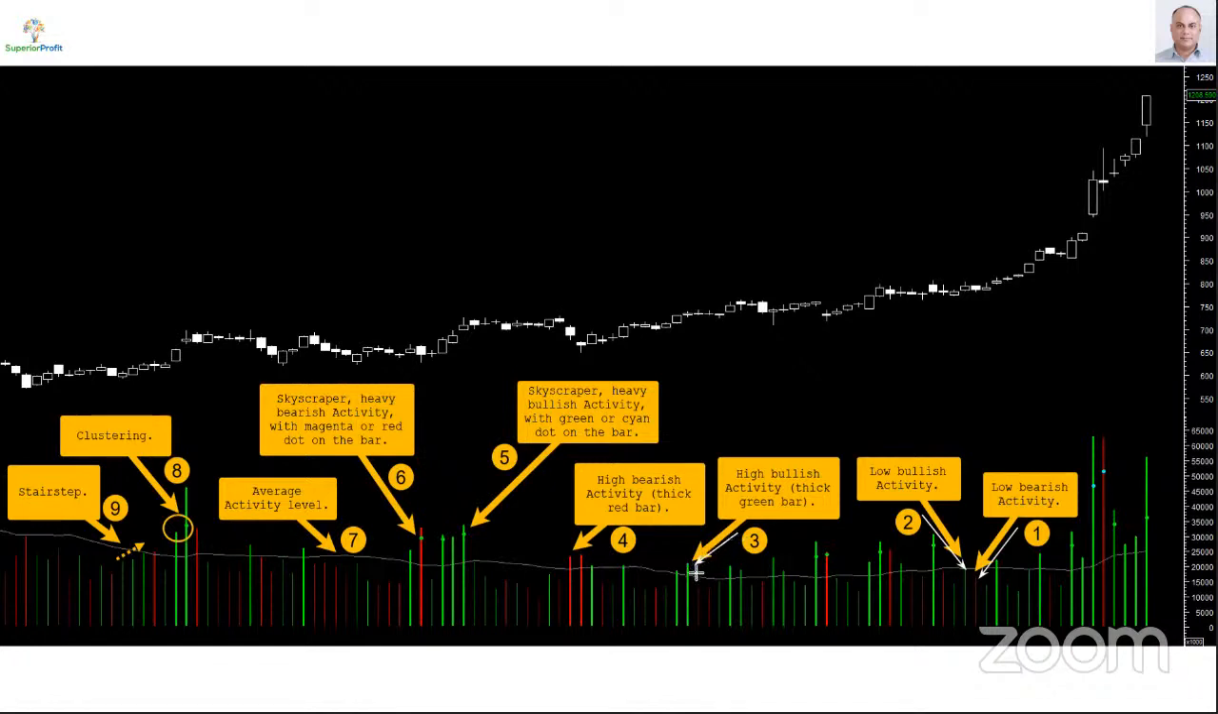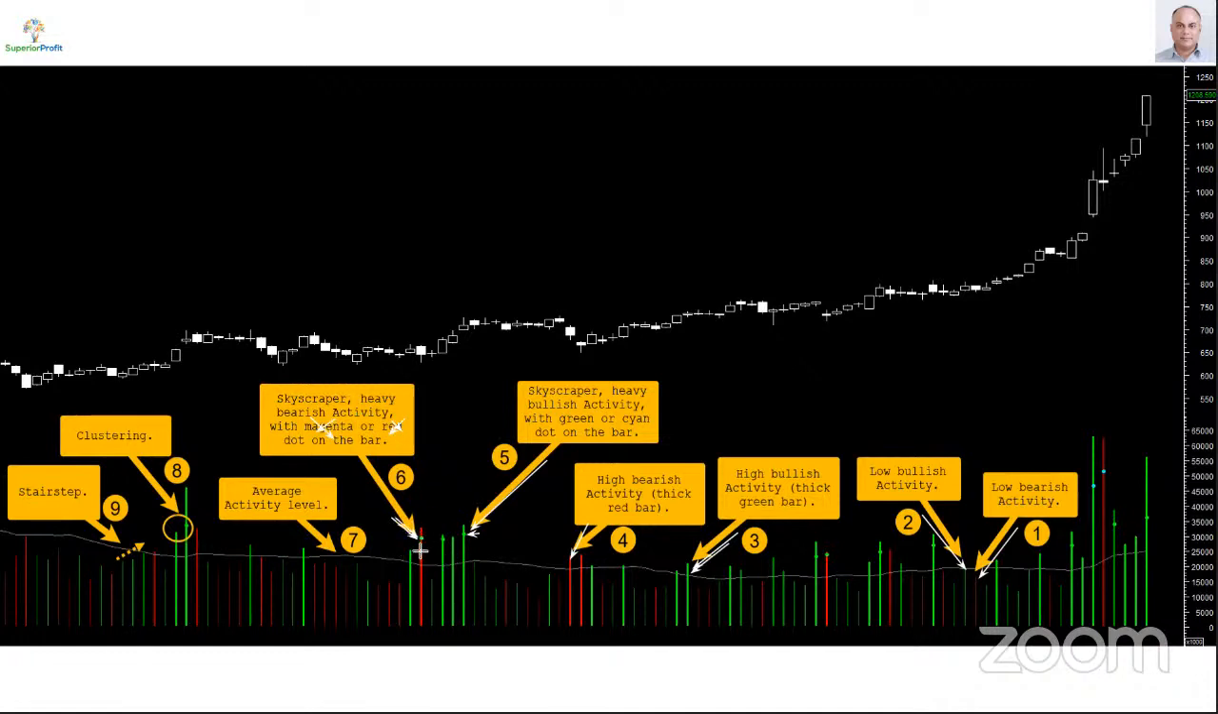Then high bullish activity is a thick bar, which is above the average level. So this is a bullish high activity. And then red thick bar, bearish high activity. Then we have skyscraper, heavy bullish activity, that is very or extreme high, green or cyan. We don't have to try to read whether it is green or cyan. So long as we have a dot, we know it is a skyscraper or heavy bullish activity. Green is bullish. And this is a skyscraper, heavy bearish activity.